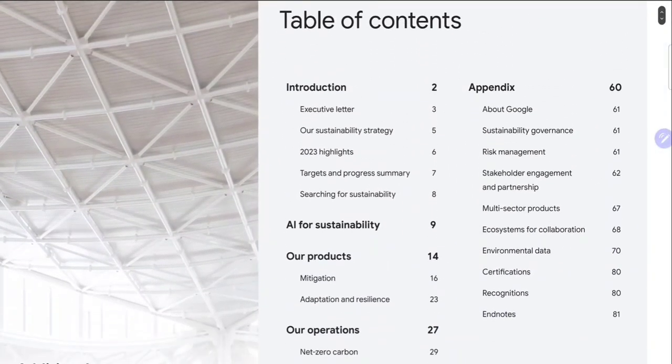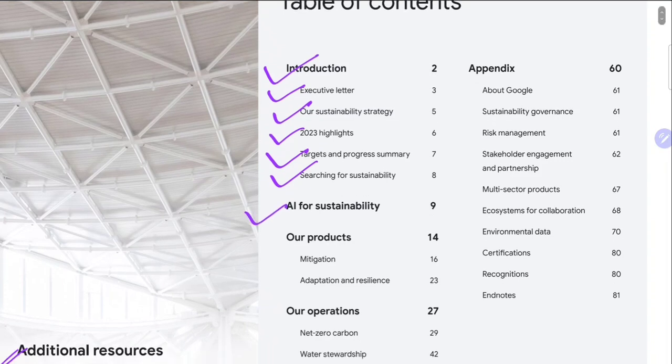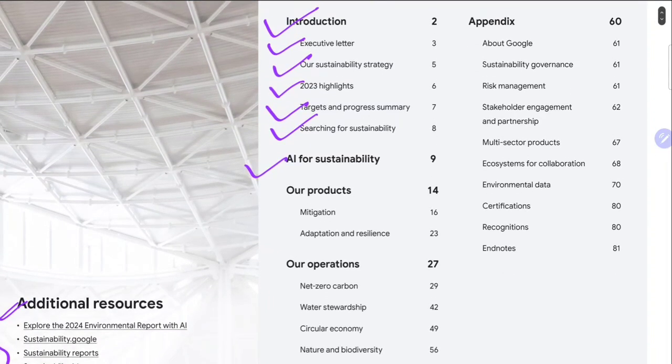Then moving forward to the table of contents, you see the introduction, then the leadership statement, the strategy of the company for sustainability, performance highlights for 2023, targets and progress summary, and searching for sustainability. So there is some basic information related to the sustainability strategy or sustainability initiatives in the organization. Then uses of artificial intelligence for sustainability, which is a very interesting topic. The products, risk mitigation, adaptation and resilience related to climate change.